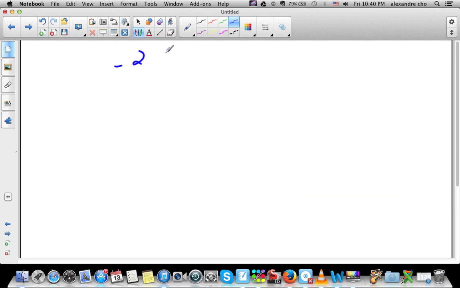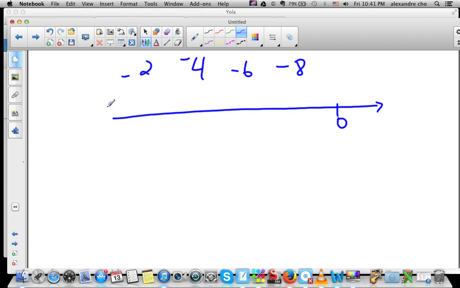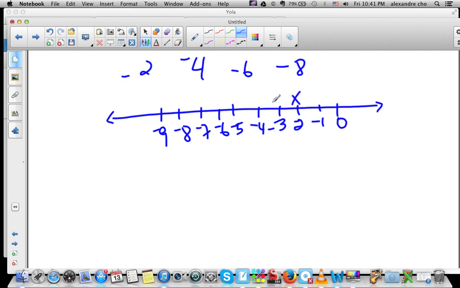Then negative 2, negative 4, negative 6, and negative 8. 0. I don't need to draw positive, so I keep forgetting to do these arrows. They're very important. Negative 1, negative 2, negative 3, negative 4, negative 5, negative 6, negative 7, negative 8, and I'm going to draw one extra one, negative 9. So I'm going to put a star or a little x on top of negative 2, negative 4, negative 6, and negative 8. And that was it.